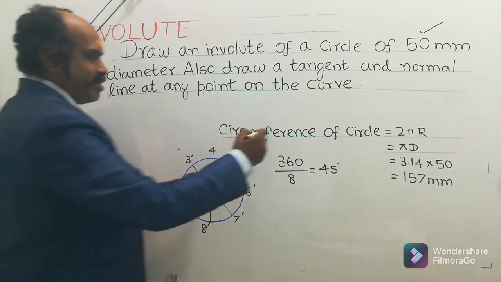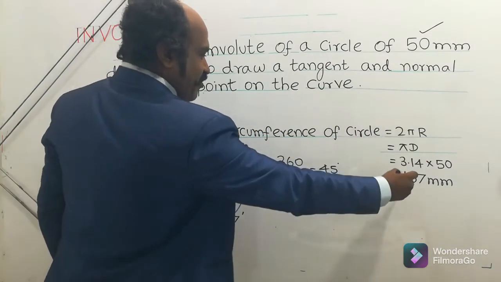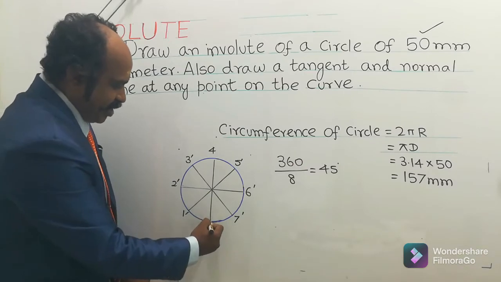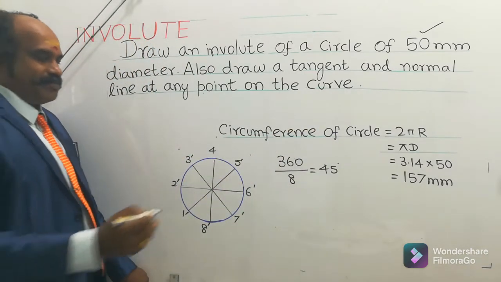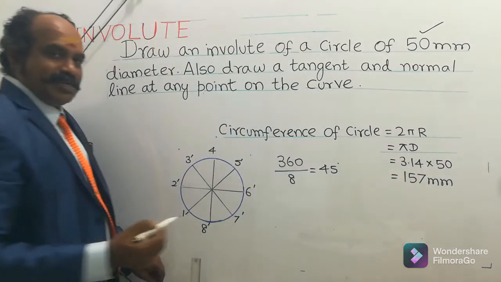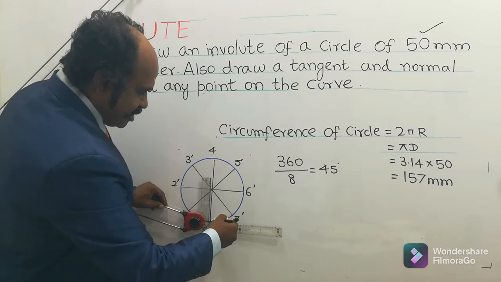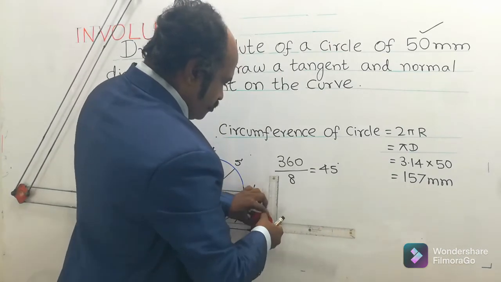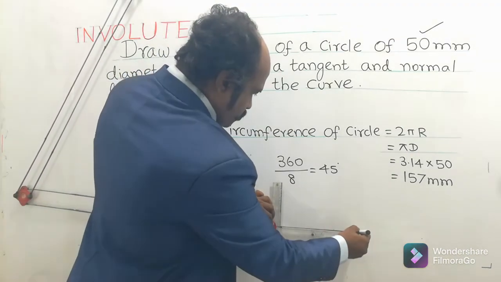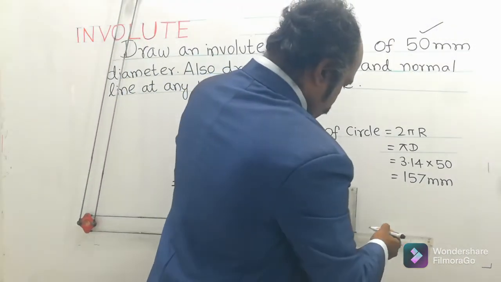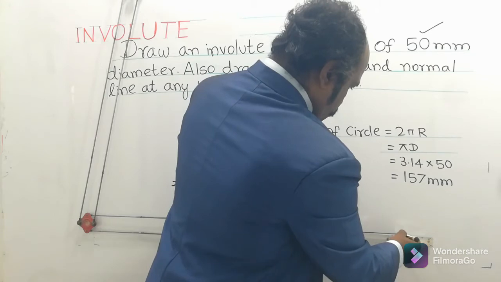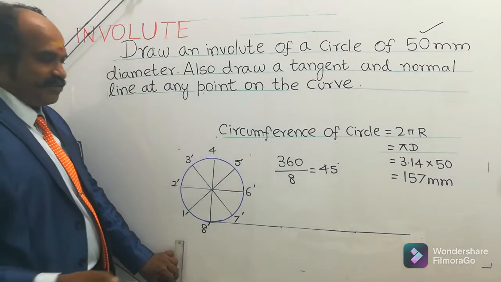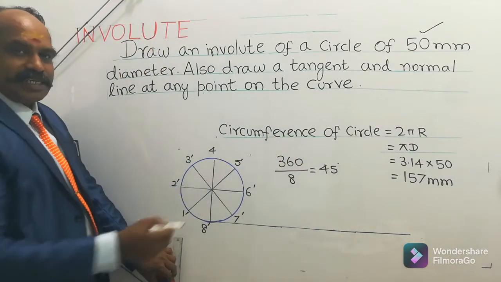Understand? Next, the diameter of the circle is given as 50 mm, so the circumference of the circle is 157 mm. Using this, from the base point of the circle, we will mark off a length of 157 mm, that is 15.7 centimeters. Using the longer scale of a drafter, draw one horizontal line. So your length is 157 mm, 15.7 centimeters, which is the circumference of this 50 mm circle.